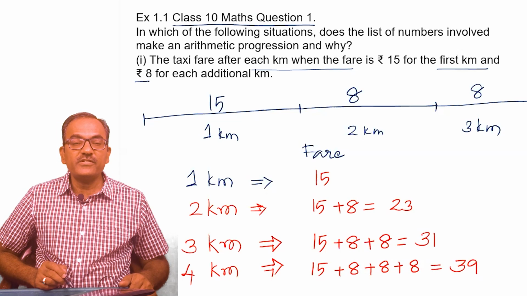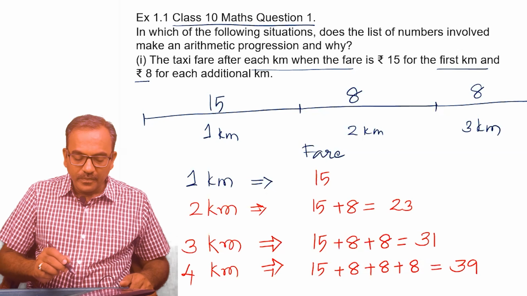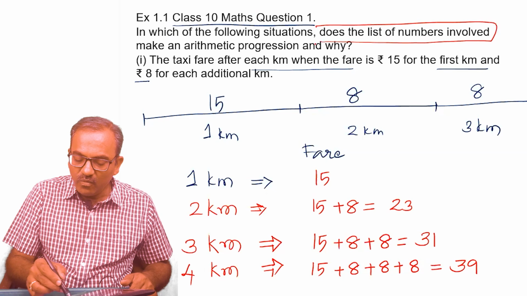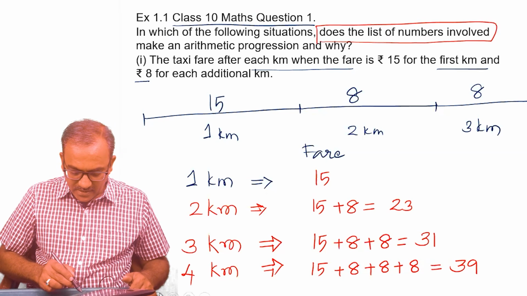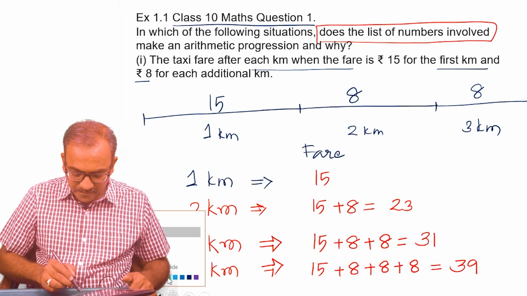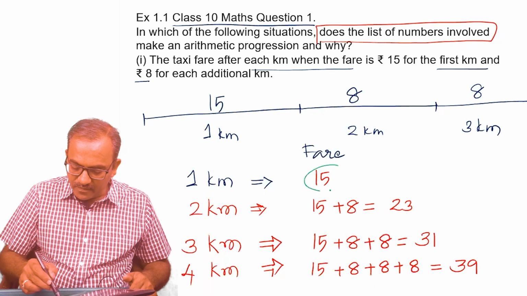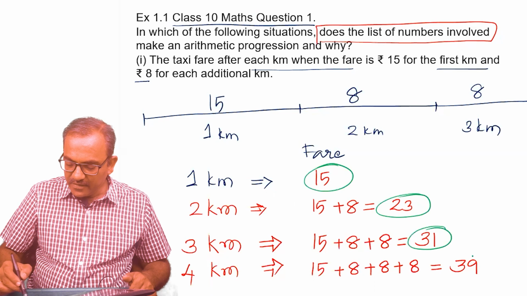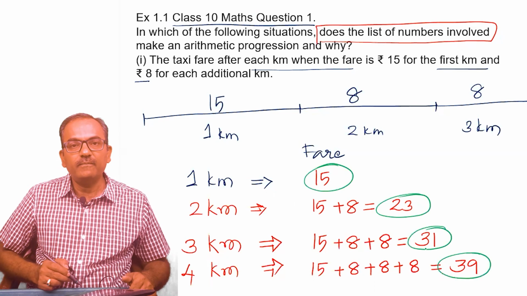So what are we interested in this problem? Observe, what is the list of numbers involved here? The list of numbers involved here are 15, 23, 31 and 39.